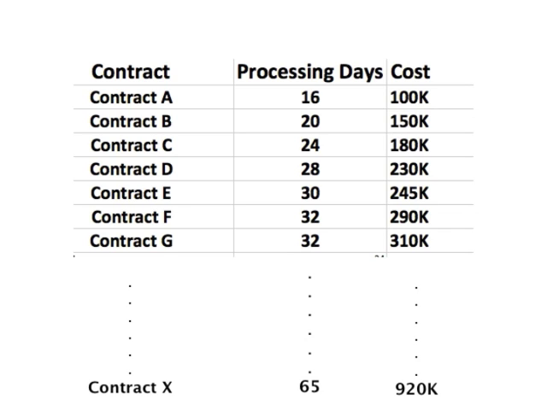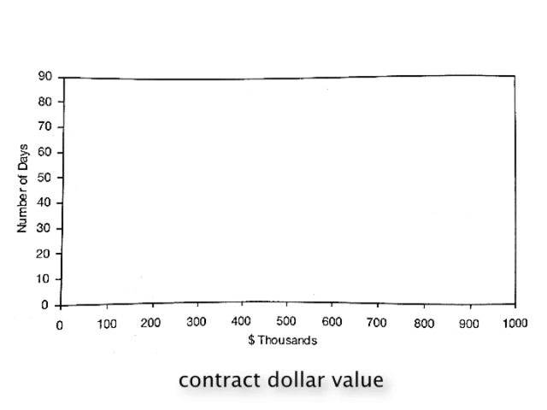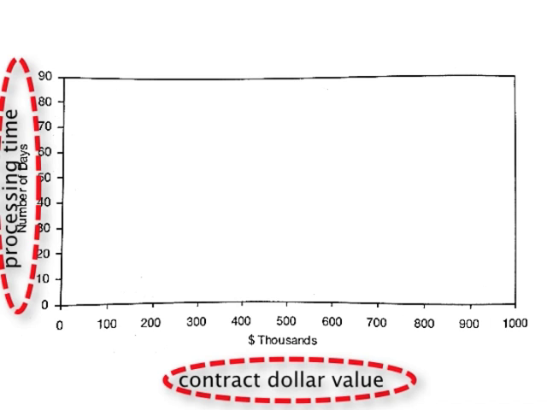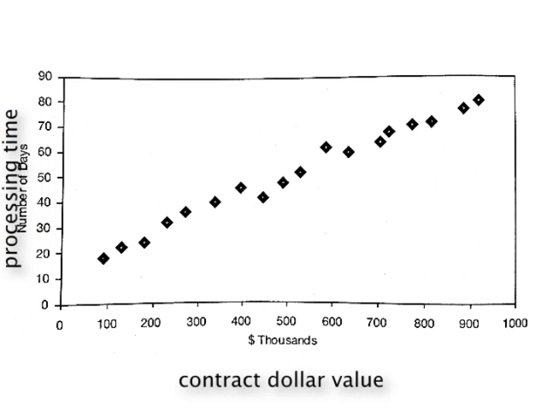He then plots the data on a scatter diagram with the dollar value on the x-axis and the processing time on the y-axis. This is because he believes that processing time, a dependent variable, may change in some regular way as the dollar value, the independent variable, changes. The result is shown here.